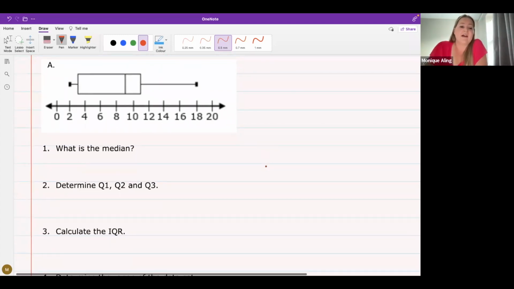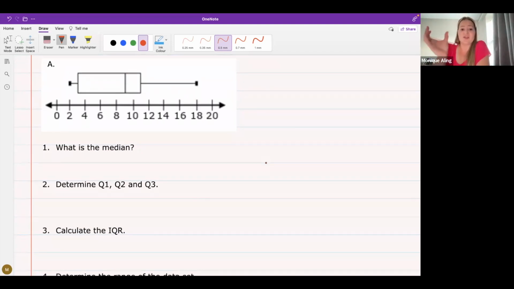Looking at the box and whisker, can you see it looks slightly different to what I just drew? It is skewed more to the left-hand side. Okay, skewed means majority of it is on the left-hand side of the number line compared to the right-hand side. It's not balanced or equal. Looking at this box and whisker, what is the median?